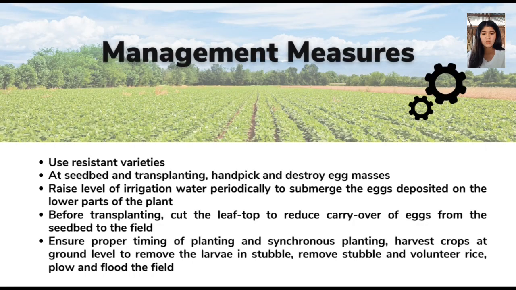Management measures. First, use resistant varieties. Next, at seedbed and transplanting, handpick and destroy egg masses. So, kailangan lang natin piliin at sirain yung mga part na may itlog ng stem borer.